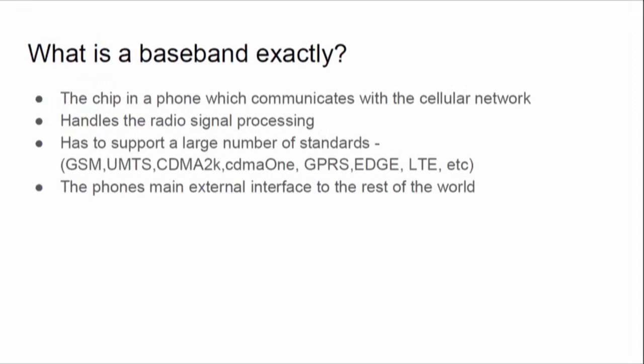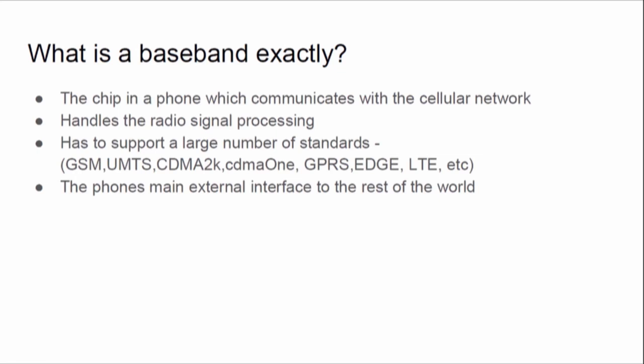So for those of you who aren't entirely sure what a baseband is, it's the main chip in your cell phone which actually communicates with the cellular network. On some level, it handles the transformation of radio waves into actual ones and zeros, and then processes the information inside of those.